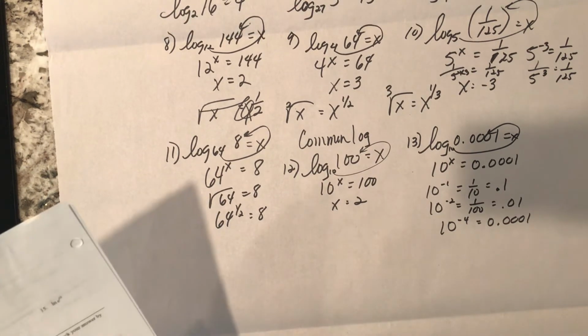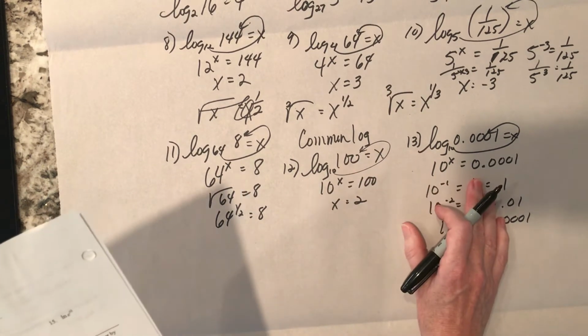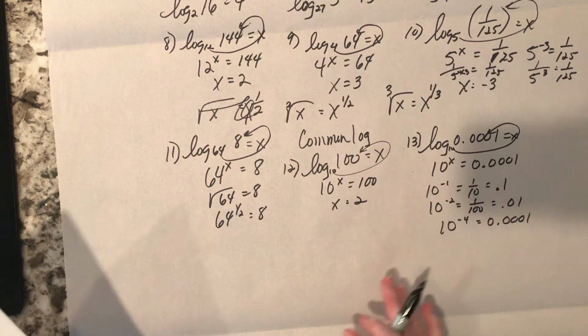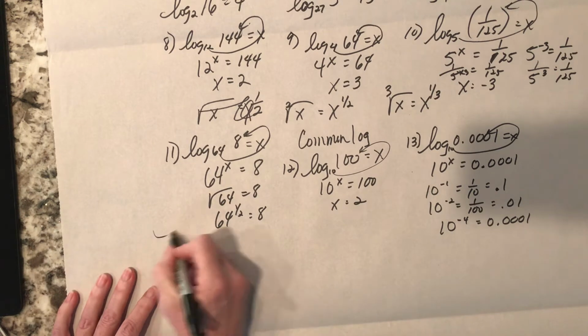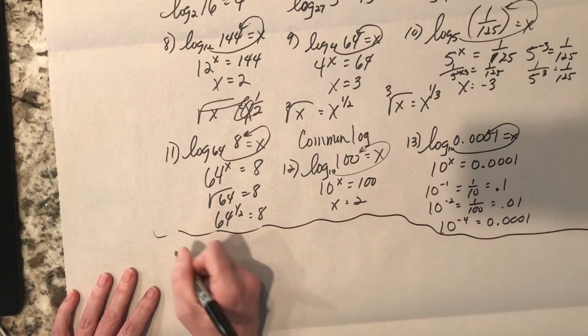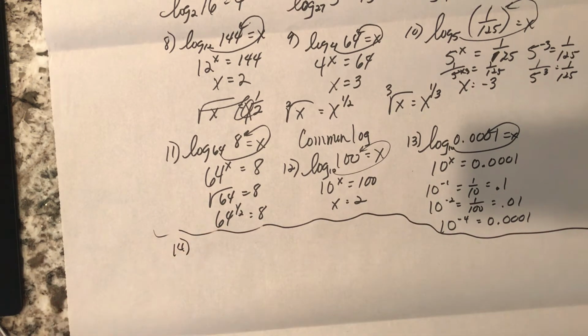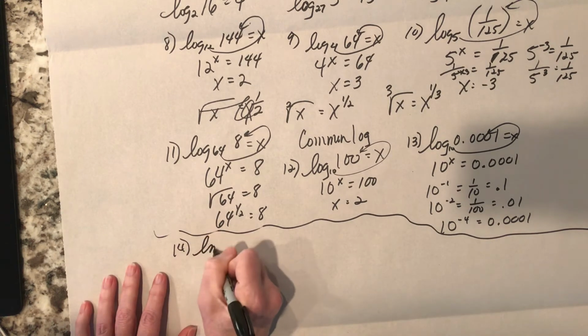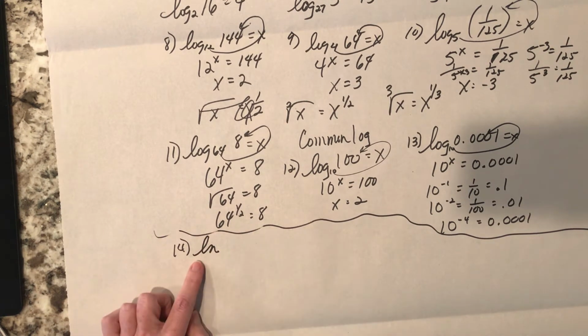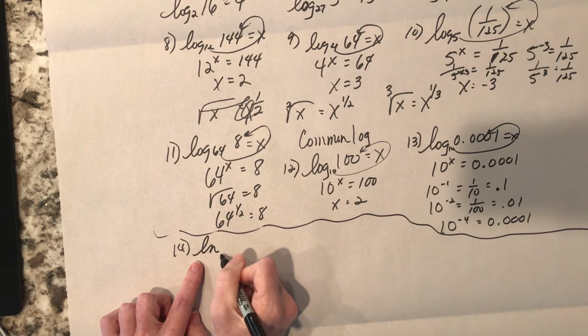Okay, so that's the two introducing you to logs, common logs. Let's look at natural logs now. Number 14 and 15. 14 and 15 have to do with E, the key of E. So we've got the natural log, ln. It's the same thing as a log, except it's using as its base an E.